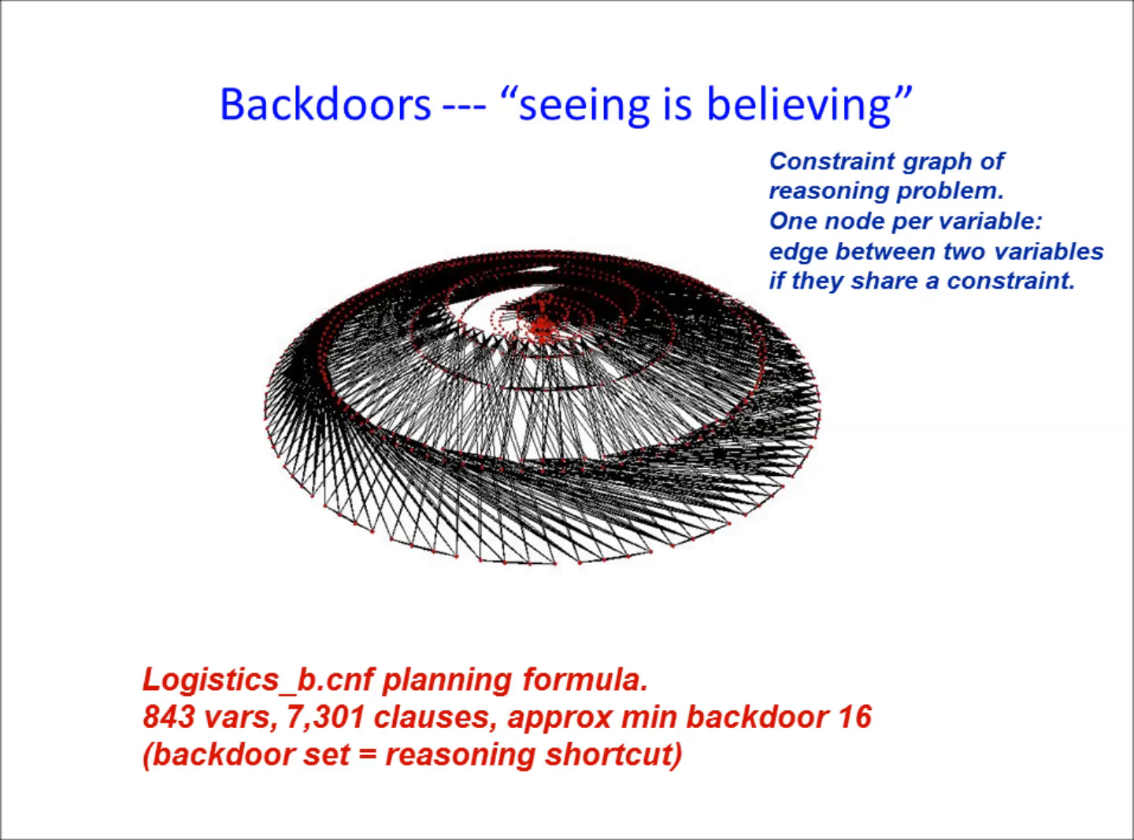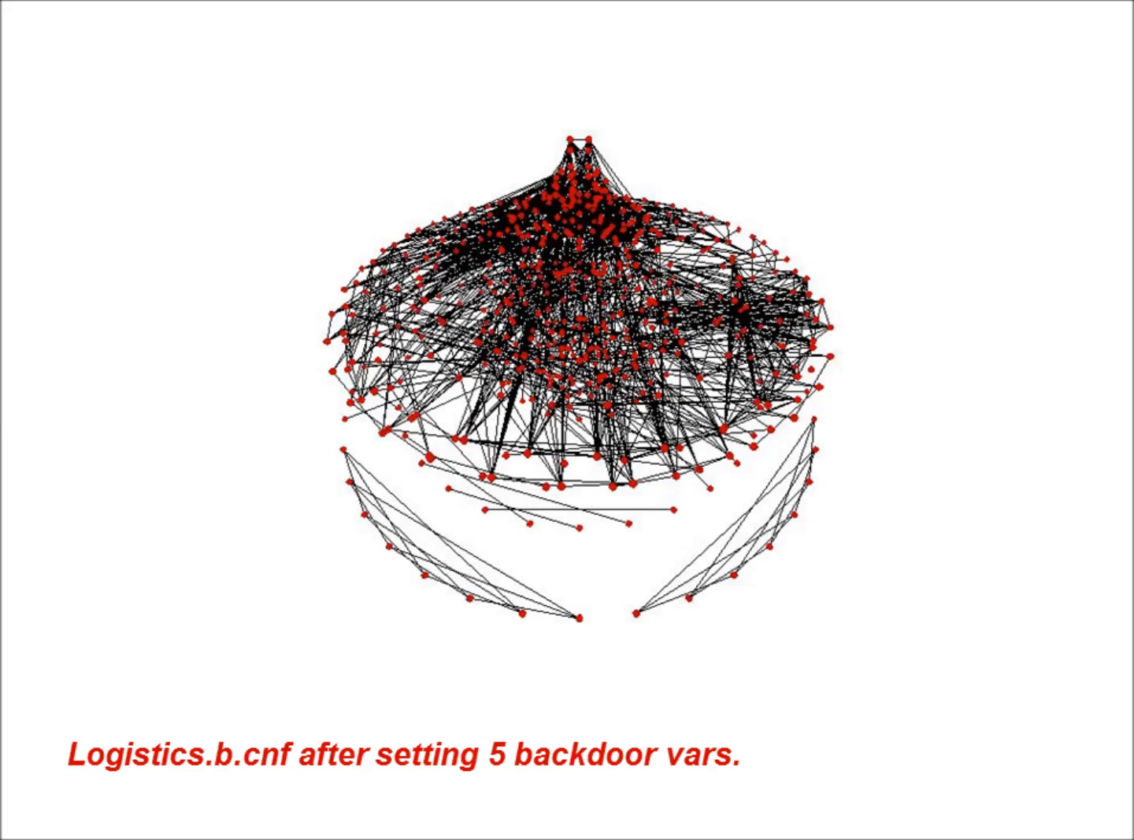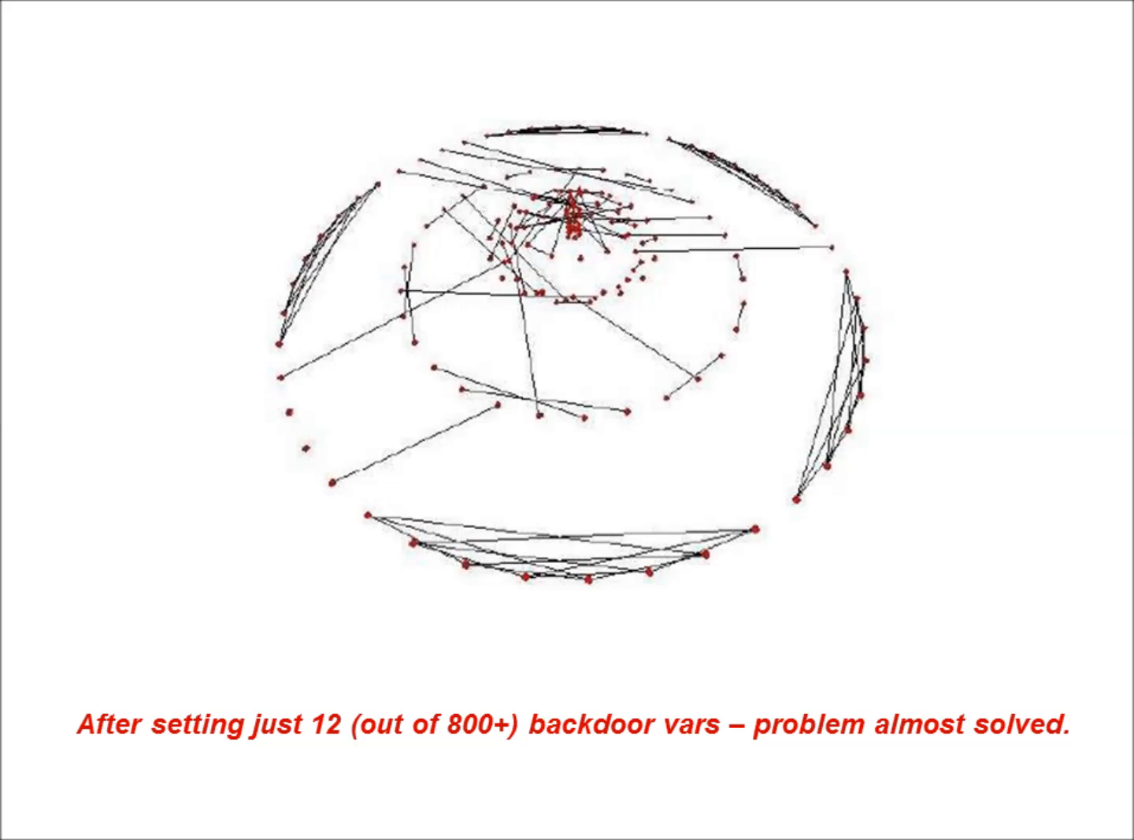Now, seeing is believing. So this is the constraint graph of an 843 variable problem. The backdoor set is 16. As soon as I set 5 variables, this is what the constraint graph looks like. And if I set 12 variables, this is what the constraint graph looks like. Pretty much solved. The problem is almost solved at this point, by setting these 12 variables and just propagating information.